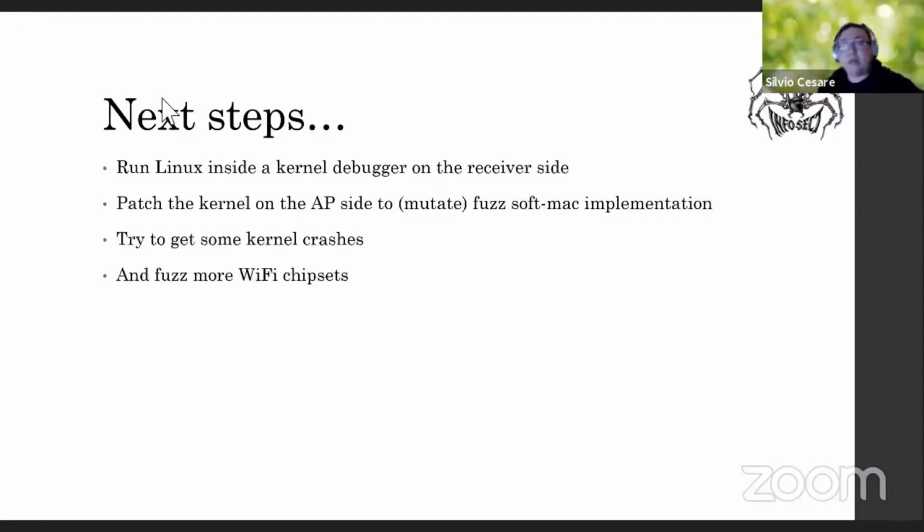that soft MAC implementation, so the firmware implementation in the Linux kernel that can do some of the Wi-Fi processing, start mutating some of the transmissions that are going across, and see if I can get some kernel crashes on the receiving side, and then start fuzzing a bunch of Wi-Fi chipsets as well. It's sort of not that interesting, I suppose. Wi-Fi, I haven't really done too much with besides set up a little environment.